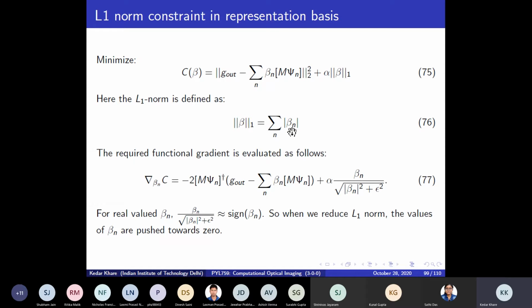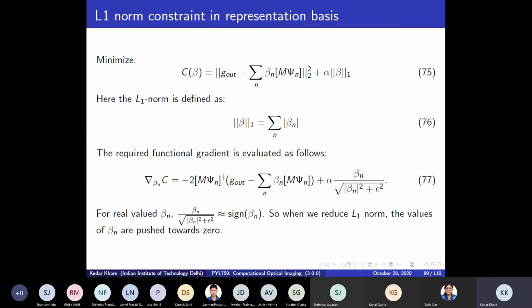But the important part here is, like the total variation, this term has to be handled a little bit carefully. This epsilon is used for making sure that there is no division by 0. Otherwise, if I write mod beta n as the square root of beta n squared plus epsilon squared, then again I can differentiate it. And the value of the functional gradient, this term, is beta n divided by the square root of beta n squared plus epsilon squared.